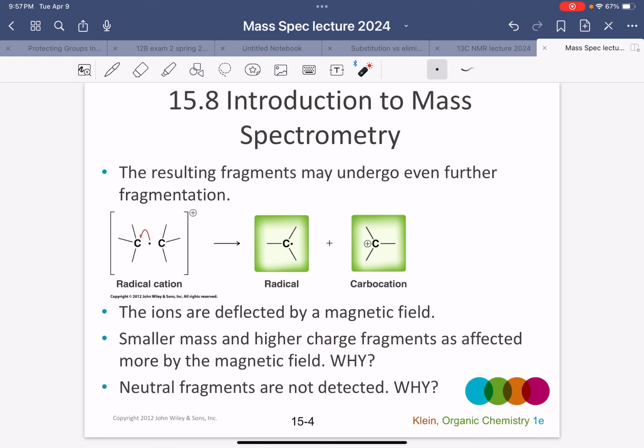And of course, neutral fragments are not detected. Why is that? Well, no force is exerted on them by the magnetic field because they're not charged. So typically we only get plus ions, and neutral fragments as well. So we usually don't get the 2 plus and the 3 plus ions.